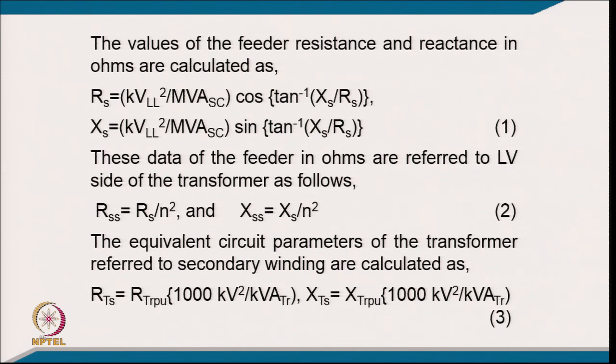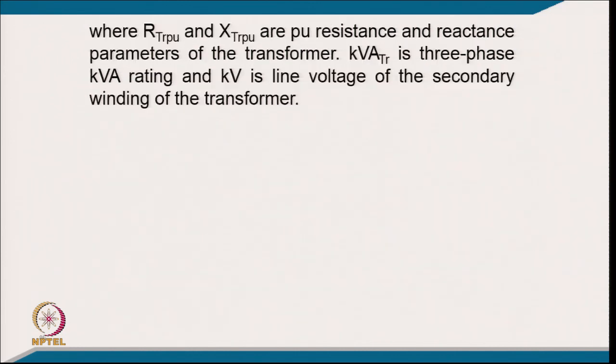The values of the feeder resistance and reactance are calculated from this relation, and these data of the feeder in ohms are referred to the LV side. The equivalent circuit parameters of the transformer referred to the secondary winding come from this relation, in per unit, and then multiplied by the base impedance for the transformer winding resistance, short circuit equivalent, and this is the short circuit reactance. So, that we also get on the secondary side.